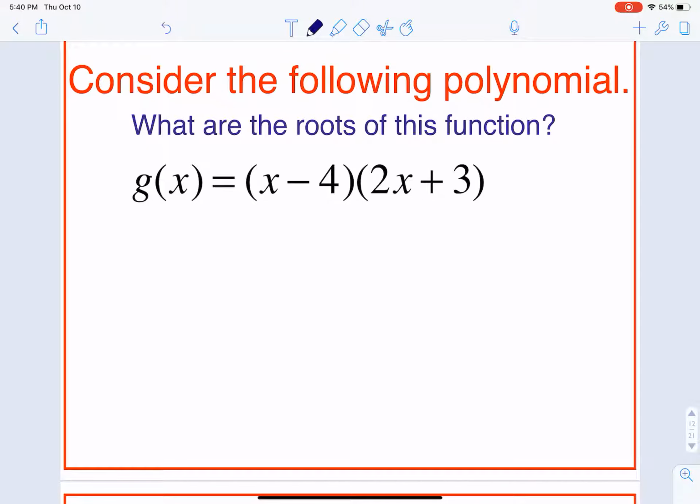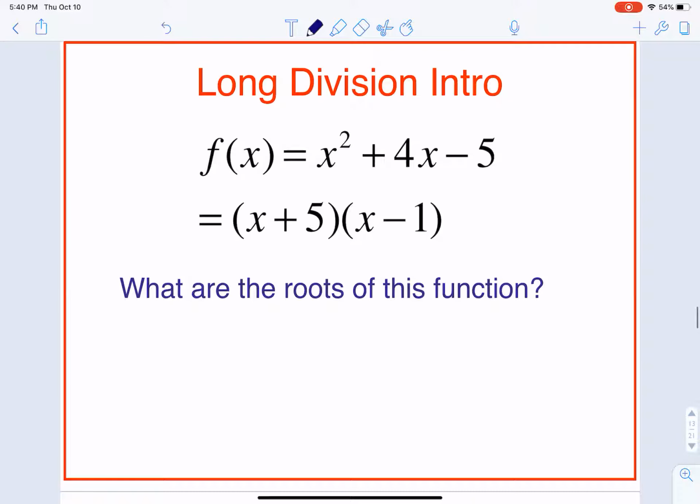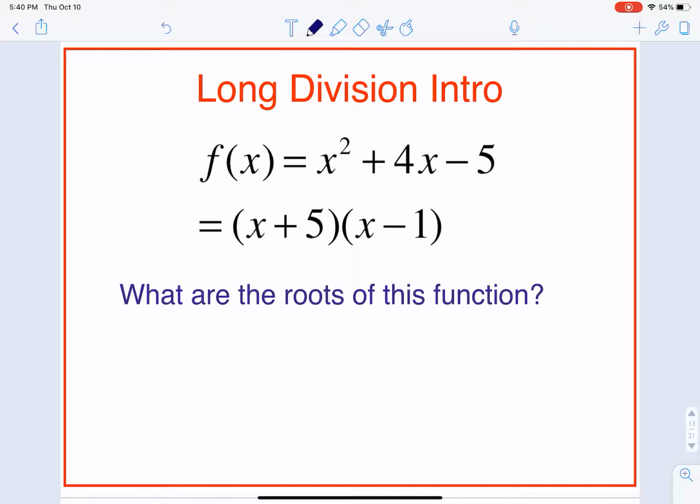So what are the roots? It looks like we jumped the gun a little there, so that's great. So we already talked about what those roots are. So here's just a little intro for long division when we talk about dividing polynomials. We can use long division to help us find the roots or factors of a polynomial.